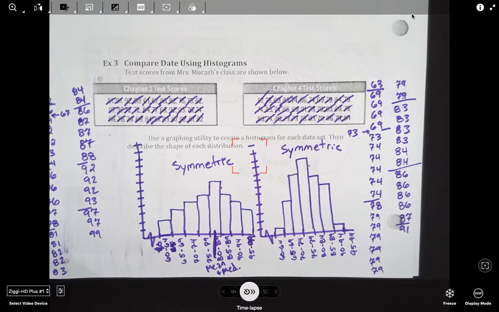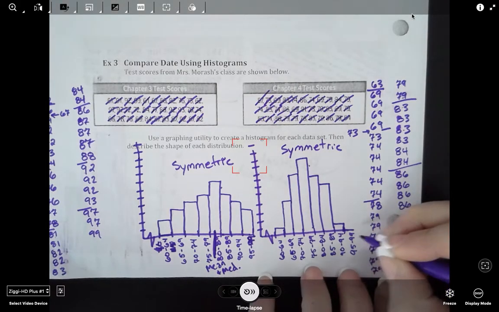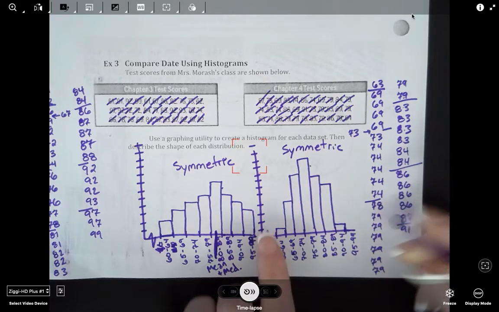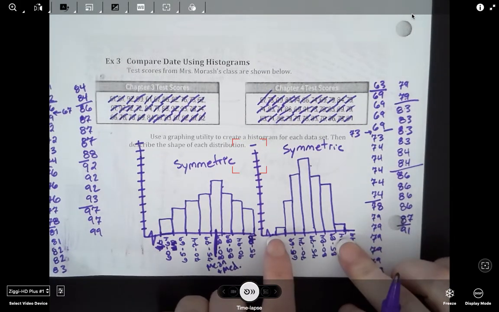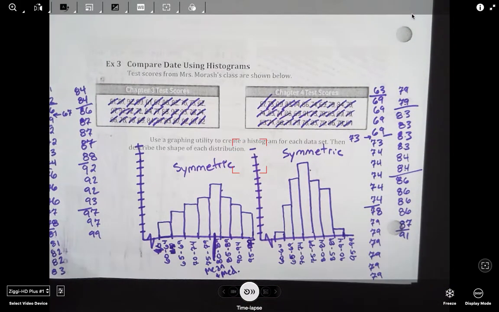So they're both pretty symmetric, but the right one is probably more consistent because the bars are taller, but there's fewer categories. Does that make sense? We didn't even have any in the 95 to 99 range. And even the ones that we did have on the sides were only 1 in each category. So most of the people were right there together. Does that make sense? Okay.